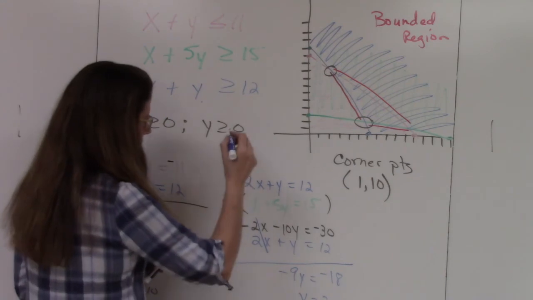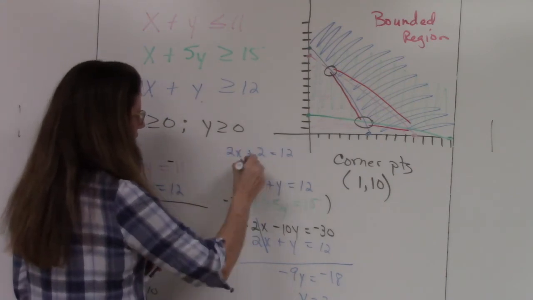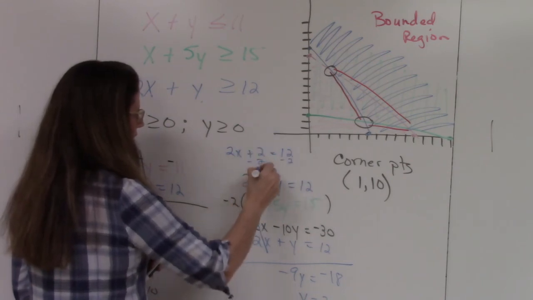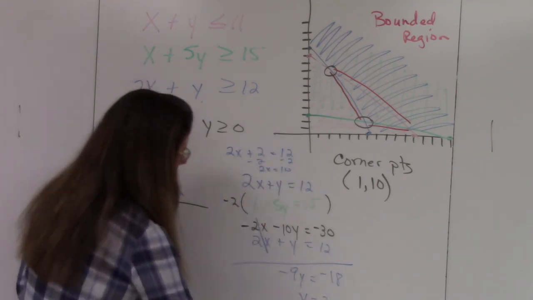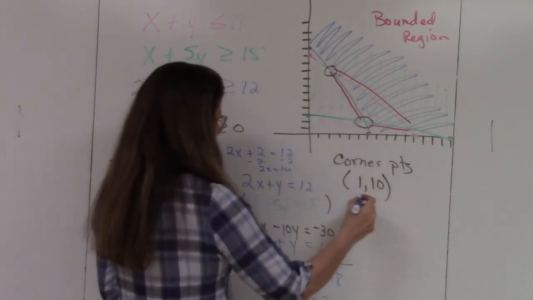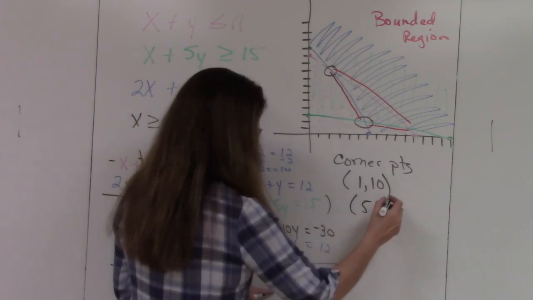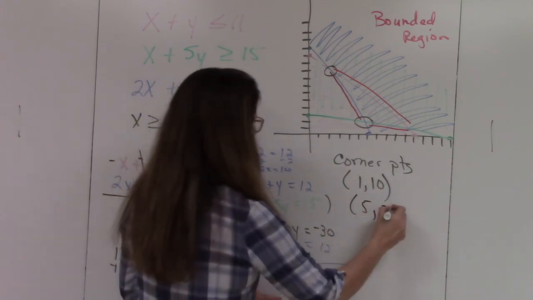So I'm going to do it up here so you can see it. 2x plus 2 equals 12. And then I'm going to solve. So I have 2x equals 10. So my x equals 5. So this point right here, this corner point is x is 5 and y is 2.